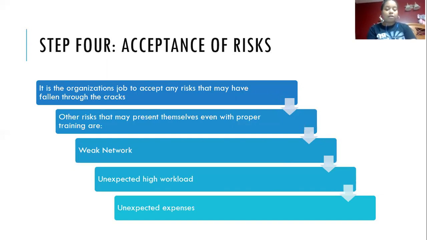A weak network could be easily solved. For example, if the facility is using, say, AT&T and they don't have a good range of network, they could upgrade their network through AT&T, or they may choose another provider, such as Charter, that may have a higher network speed. For the unexpected high workload, sometimes the organization will just have to accept that because there is no way to lessen the workload.